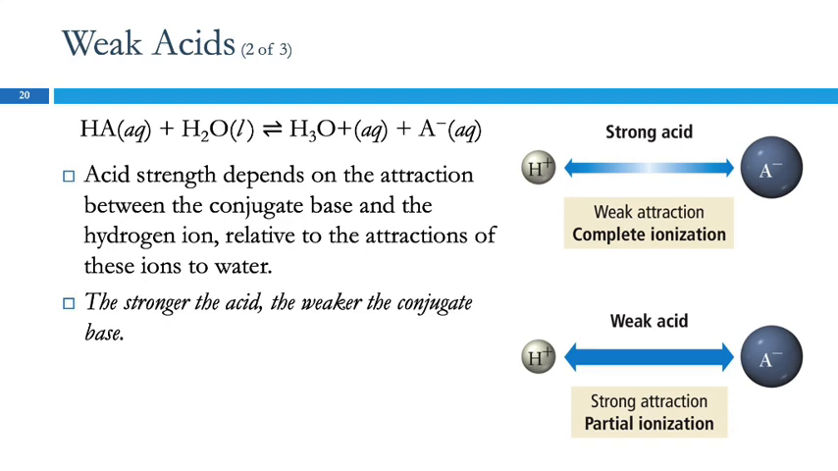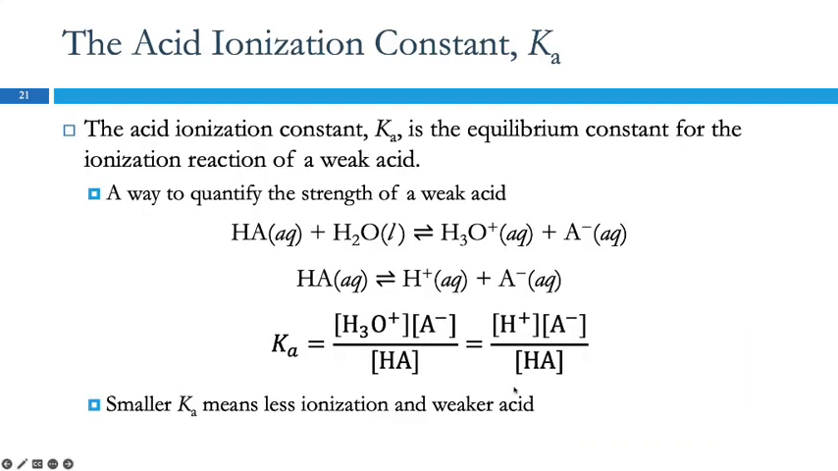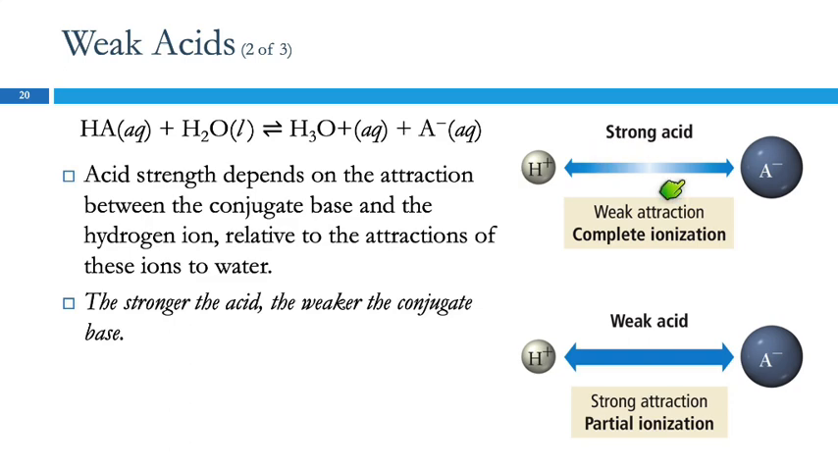The strength of an acid depends on the attraction between the hydrogen ion and that anion, the conjugate base. And this is kind of counterintuitive, but the stronger the acid, the weaker the conjugate base. If we look at a strong acid, there's a very weak attraction between the hydrogen ion and the conjugate base, the anion. So that when this is in an aqueous solution, the attraction is weak, and so it comes apart into ions. It's a strong acid.